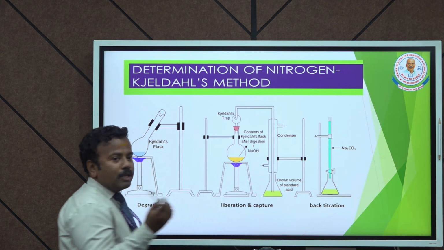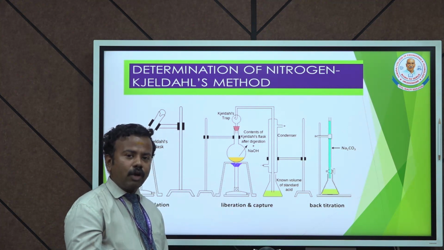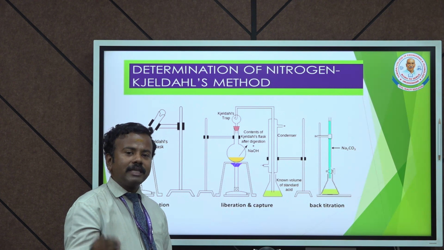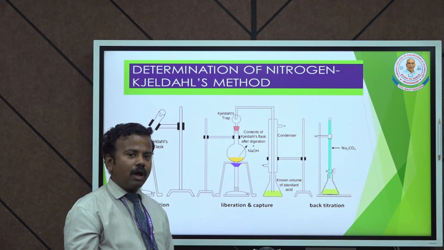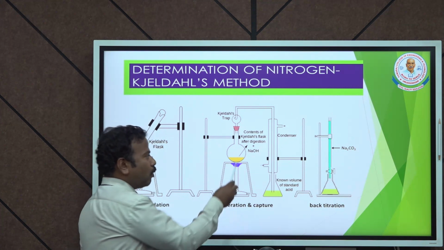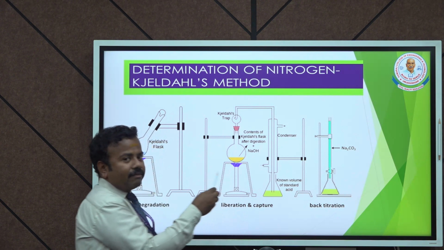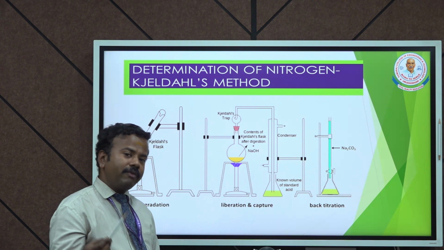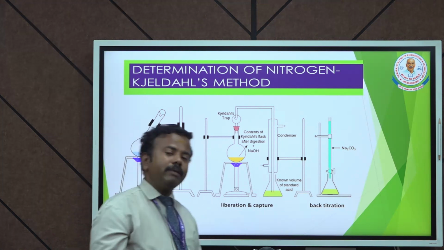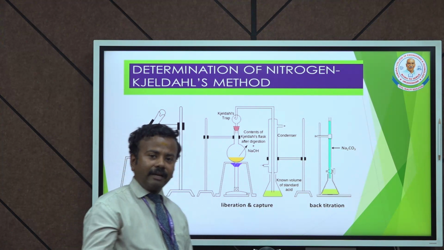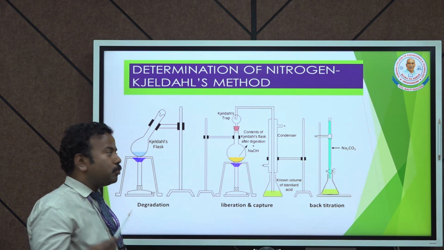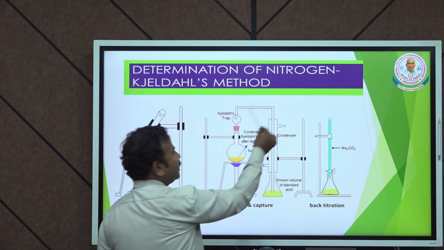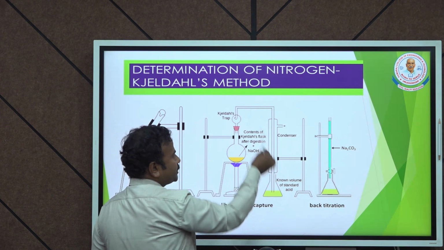So here the coal sample is taken, along with concentrated H2SO4, and the catalyst is potassium sulfate or copper sulfate. Then it is reacted vigorously, and ammonium sulfate is formed as a product. The ammonium sulfate is then reacted with excess sodium hydroxide to liberate the ammonia. The liberated ammonia is expelled over here.